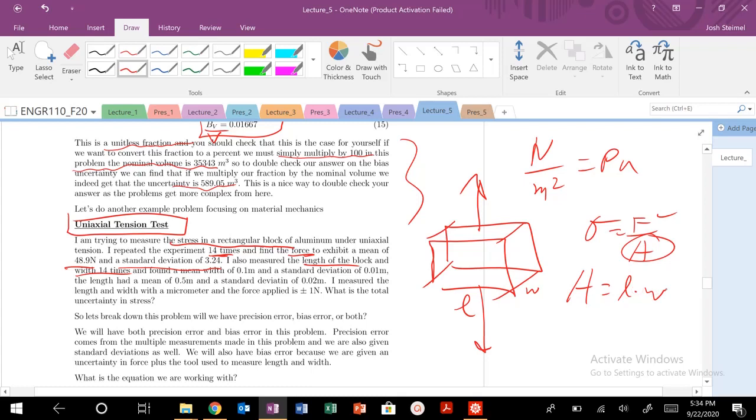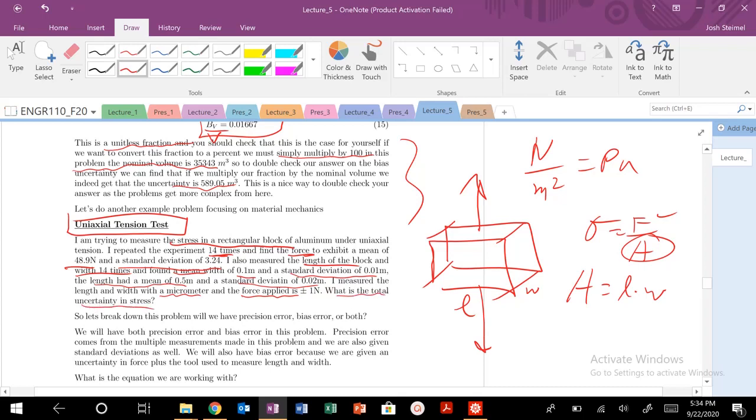So I measured the length and width of my block 14 times as well, and found a mean width of 0.1 meters and standard deviation of 0.01. The length had a mean of 0.5 and a standard deviation of 0.2. I measured the length and width with a micrometer, and the force applied is plus or minus 1 Newton. What is the total uncertainty in my stress?